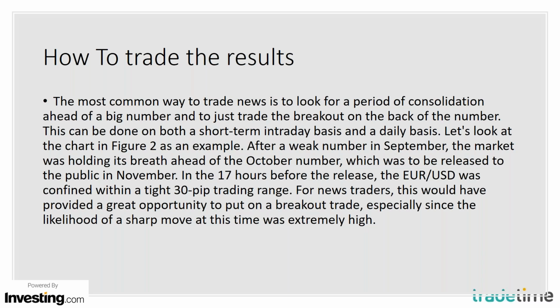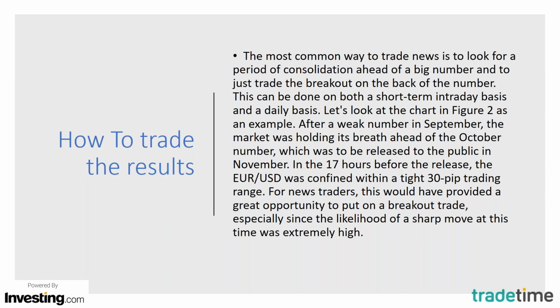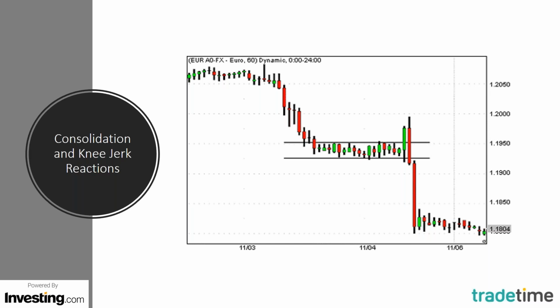In the 17 hours before the release, the euro-US dollar was confined to a very tight trading range of 30 pips. For news traders, this would have provided a great opportunity to put out a breakout trade, especially since the likelihood of a sharp move at this point was extremely high. So the most common way is to look for these periods of consolidation. As you can see here, we see the market way before the event is due, consolidating.